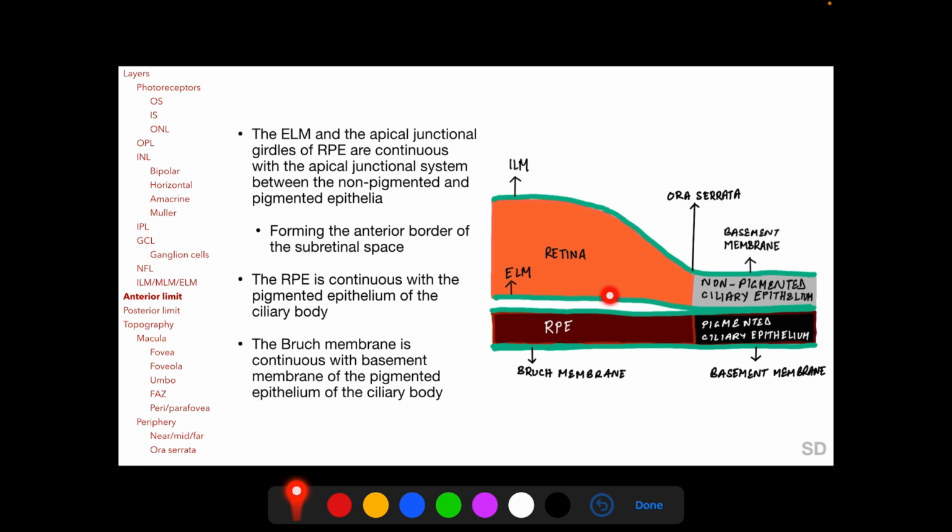The external limiting membrane and the apical junctions of the retinal pigment epithelium are continuous with the apical junction system between the non-pigmented and the pigmented epithelium, and they thus form the anterior border of the subretinal space. It is called an apical junctional system because the apical portion of the cells of the non-pigmented ciliary epithelium face the apical portion of the cells of the pigmented ciliary epithelium. The retinal pigment epithelium is continuous with the pigmented epithelium of the ciliary body, and Bruch's membrane is continuous with the basement membrane of the pigmented epithelium of the ciliary body.